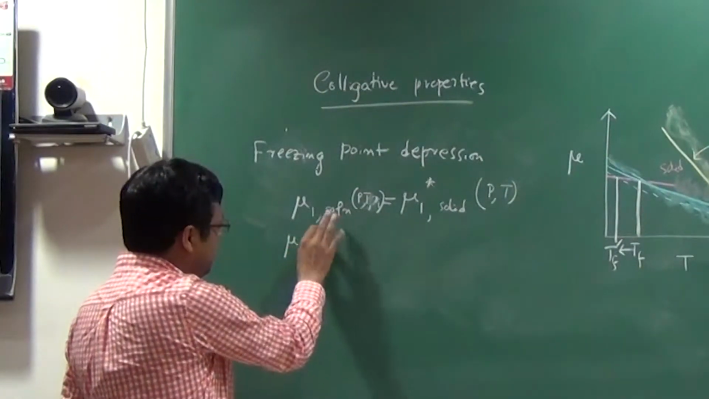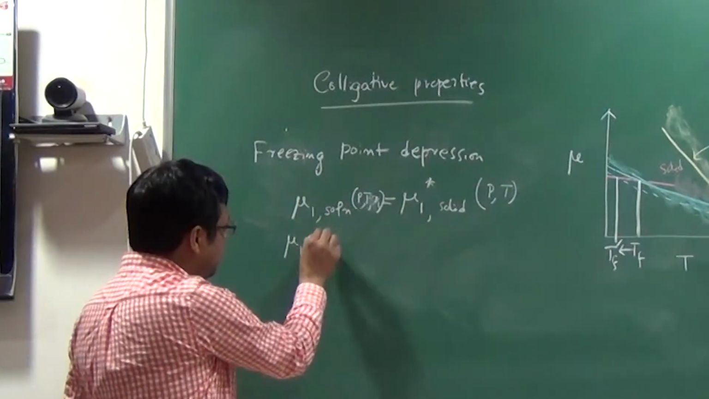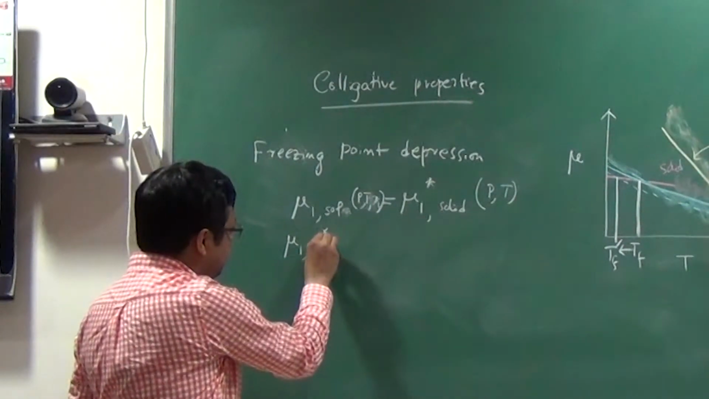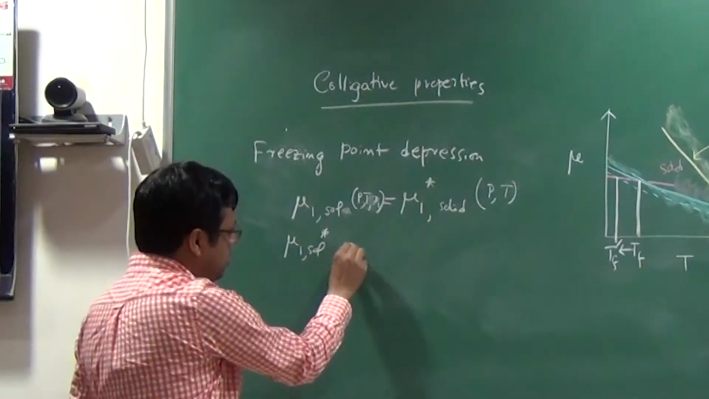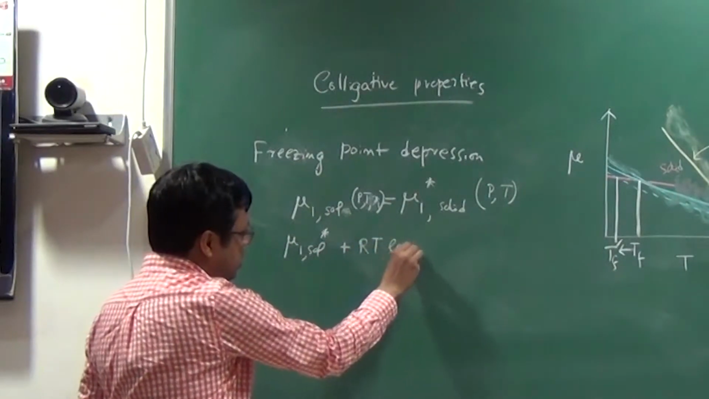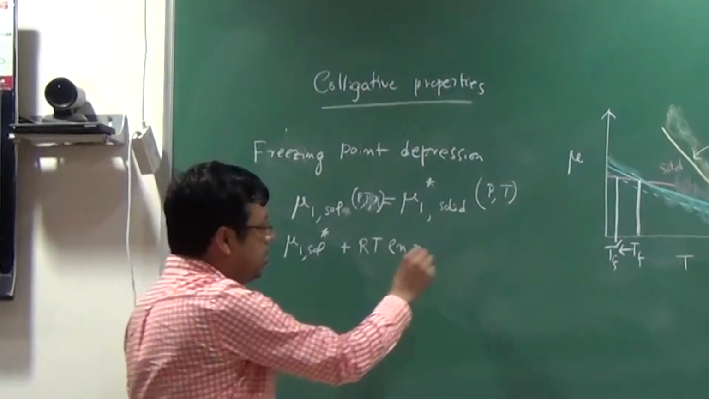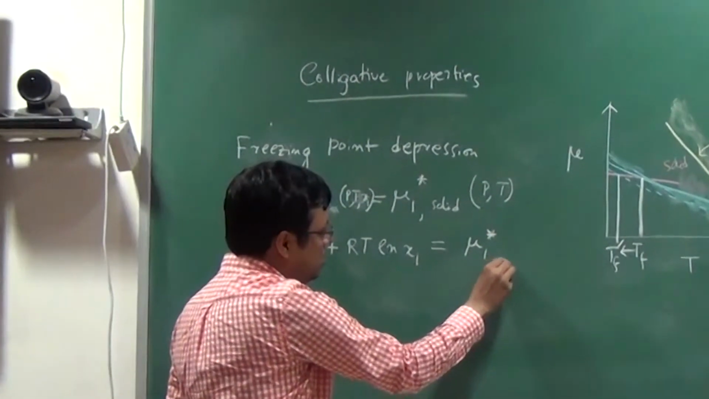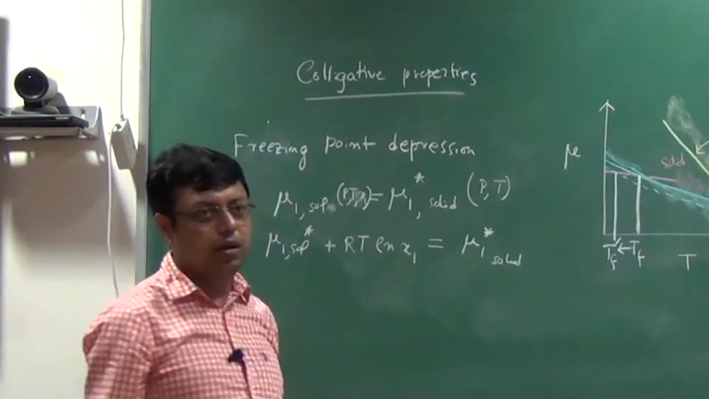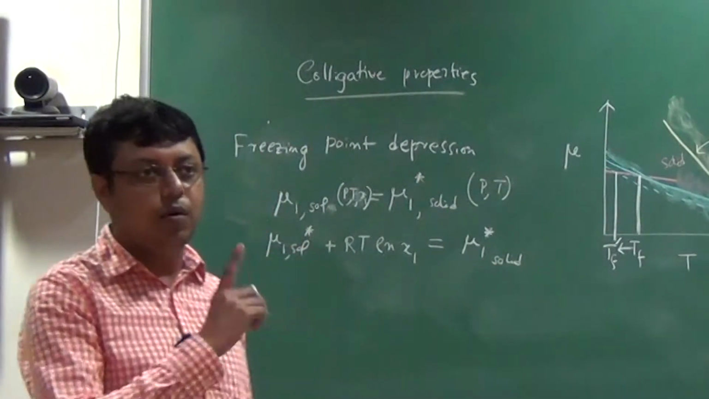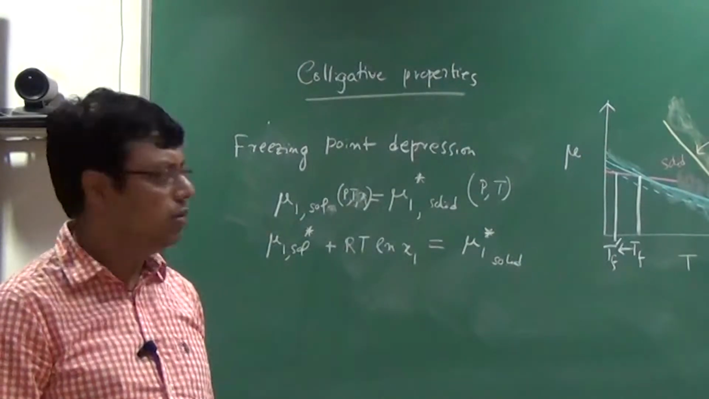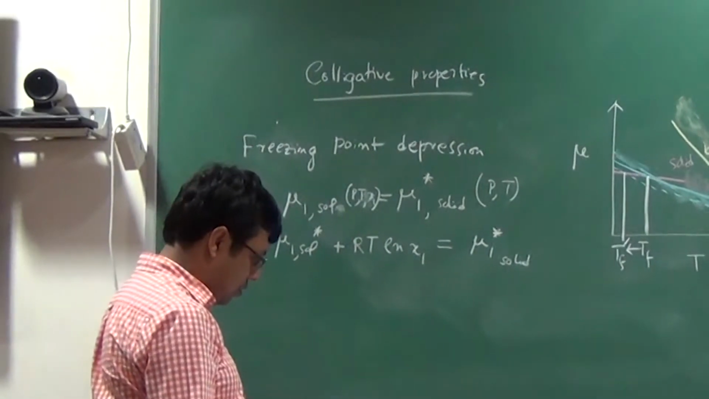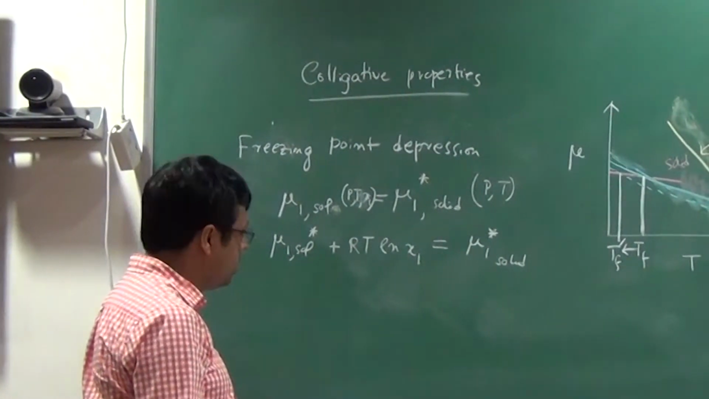Let me now write the solution thing here. So mu is nothing but mu star plus RT ln x1, right? That is equal to the mu1 star in solid. So again, I'm basically taking the component 1, which is the solvent. Now we can just play around with this.